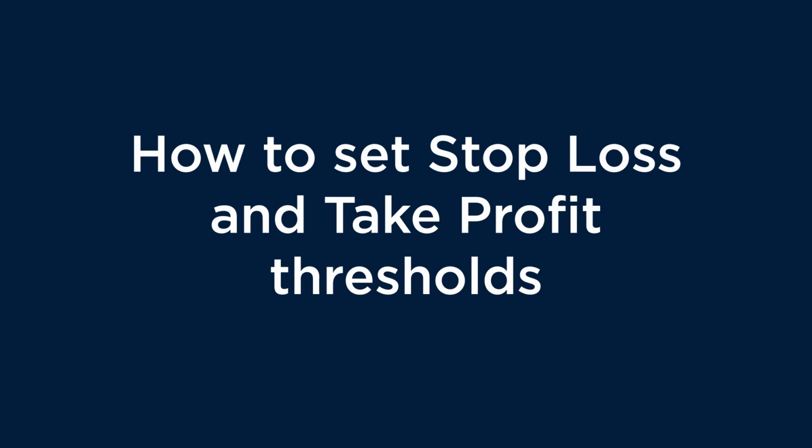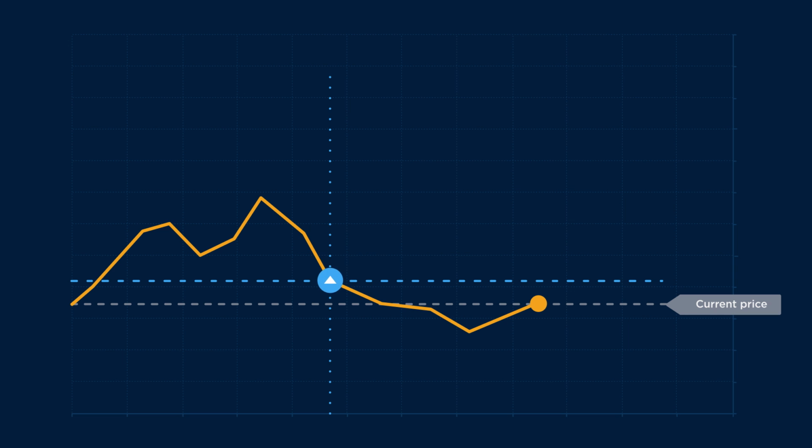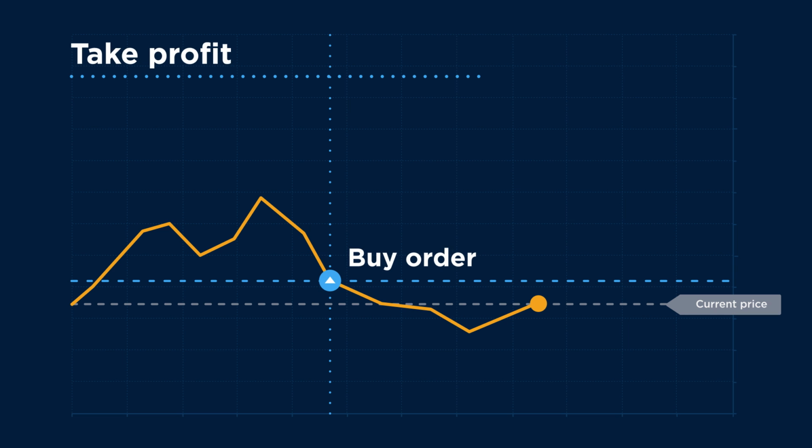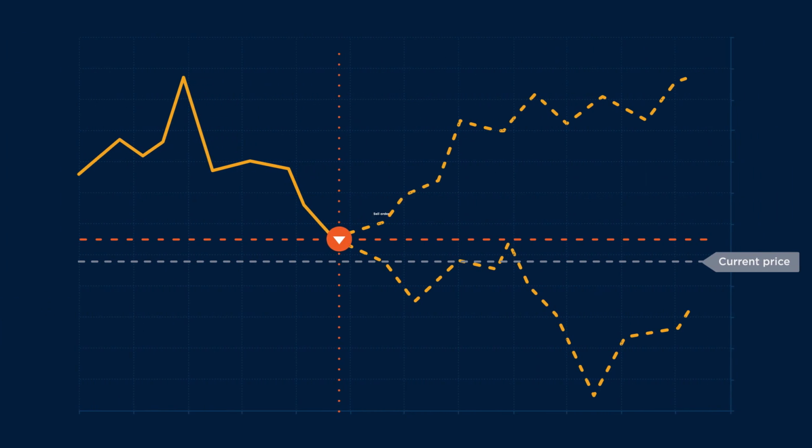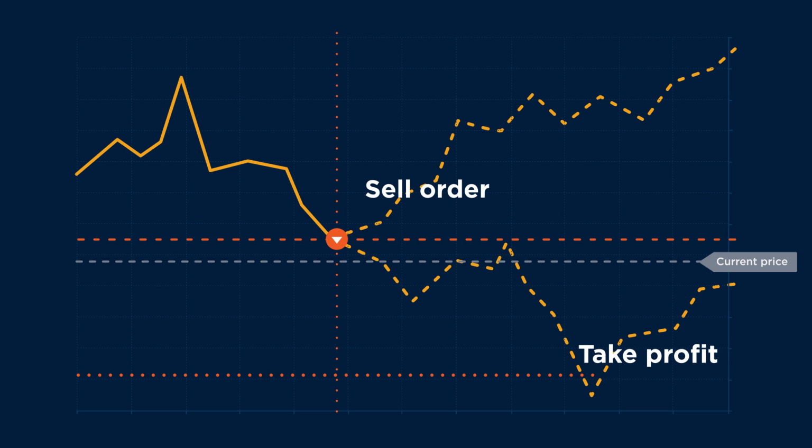How to set stop loss and take profit thresholds. If you open a buy order, set the take profit value above the opening price. Set the stop loss value below the opening price. If you open a sell order, set the take profit value below the opening price. Set the stop loss value above the opening price.